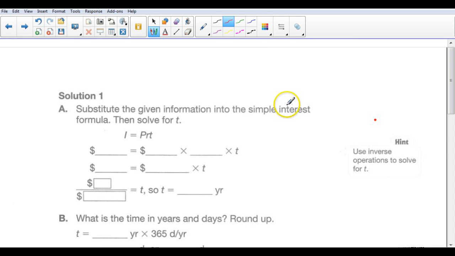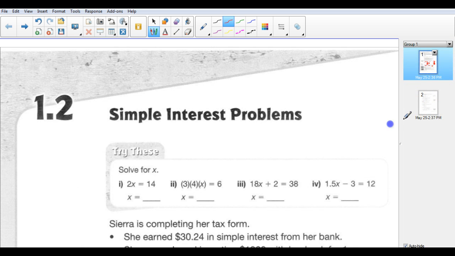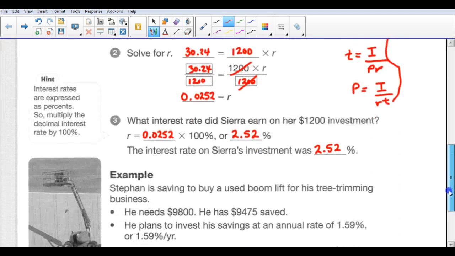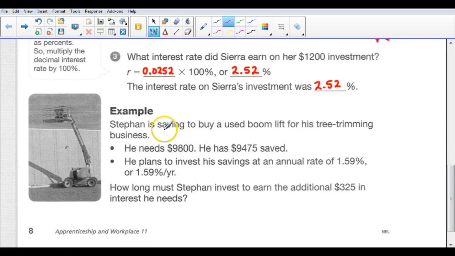All right, so let's do one here where we're actually going to be doing that. Substitute the given information into the simple interest formula and solve for t. Okay, just a minute here. We'll have to go back to here. Okay, here's our example right here. Stefan is saving to buy a used boom lift for his tree trimming business. He needs $9,800. He has $9,475 saved.